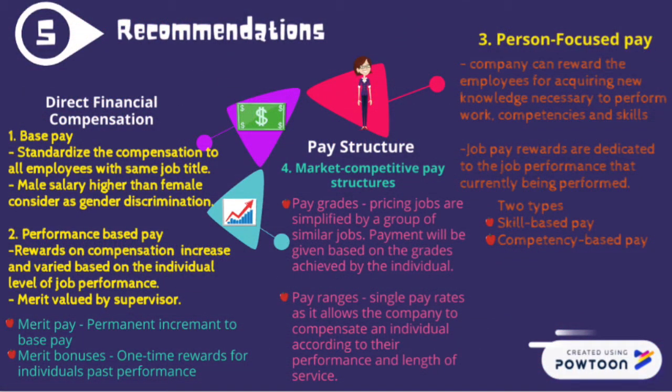Recommendation to Alpha Service: in order to improve the internal consistency of the compensation structure, we came up with 4 methods, which are base pay, performance-based pay, person-focused pay, and market competitive pay structure. For base pay, as a basic compensation, the company can standardize the compensation for all employees with the same job title. In this case, Alpha Service gives a higher salary to males compared to females. This issue arises because of unequal treatment of employees and is considered gender discrimination.